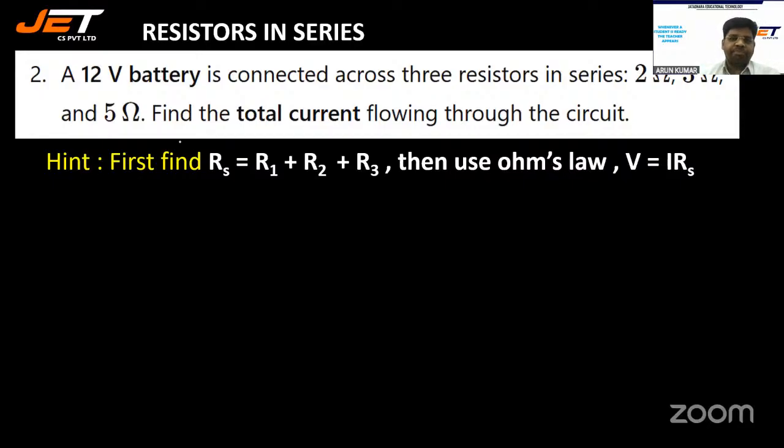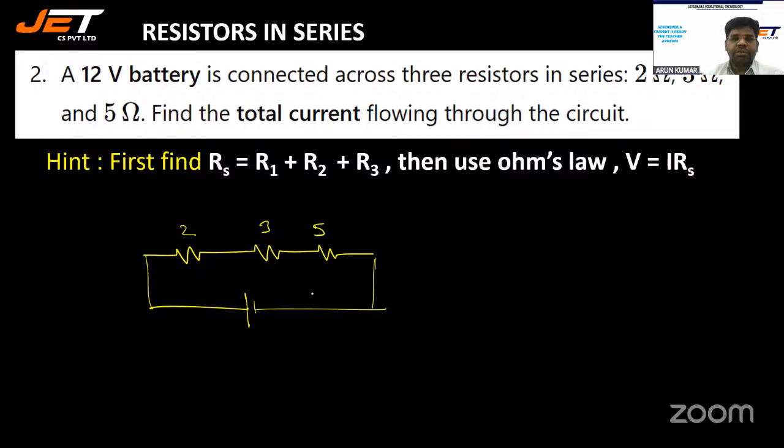All right, so that way. So here a 12-volt battery is connected across resistors in series, which is 2 ohms, 3 ohms, and 5 ohms. 5, 3, and 2. A 12-volt battery is connected like this. Find the total current flowing through the circuit. So what is the effective resistance now? 10.